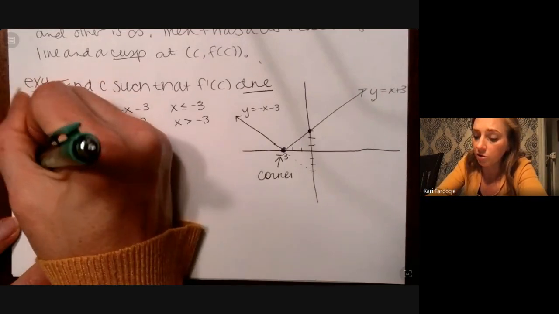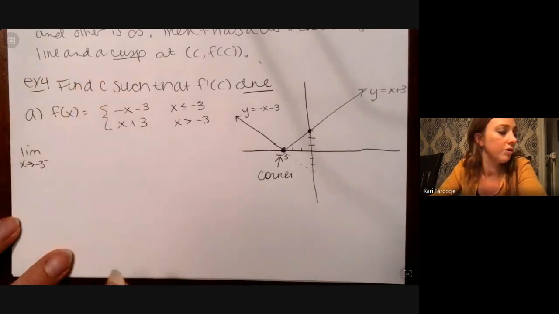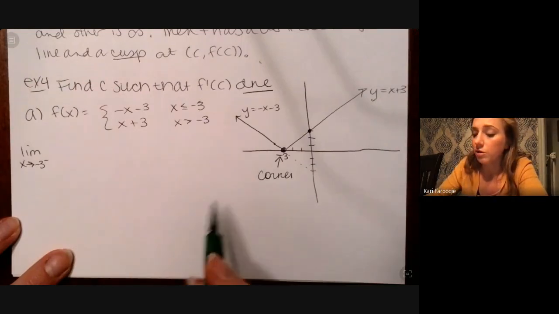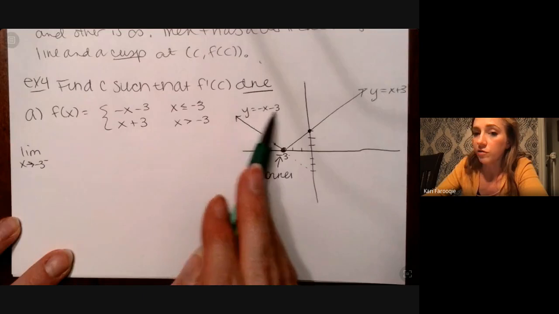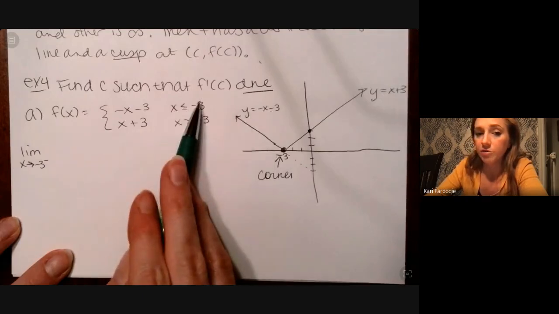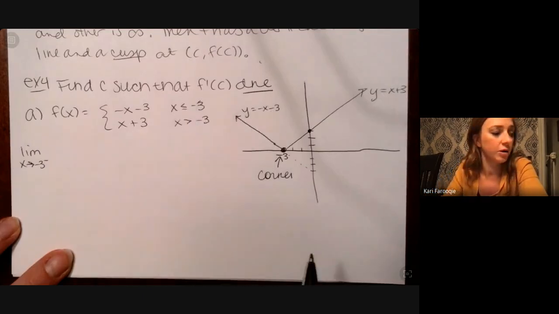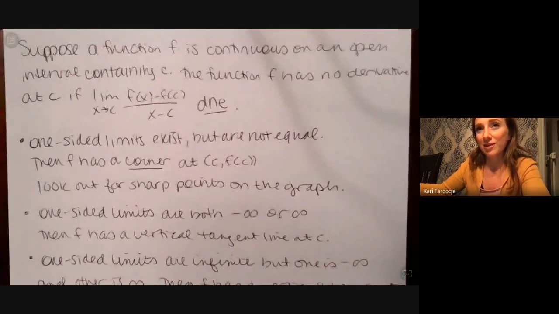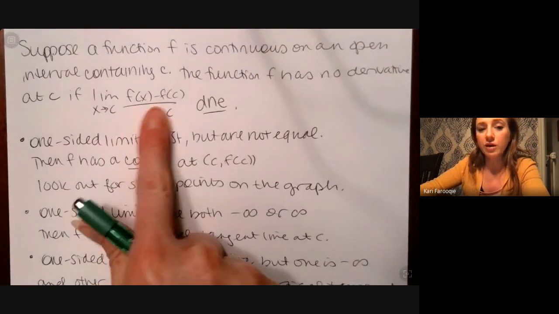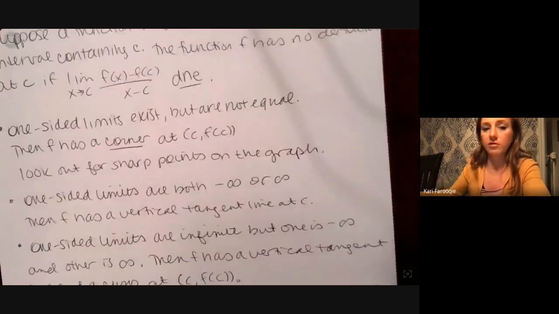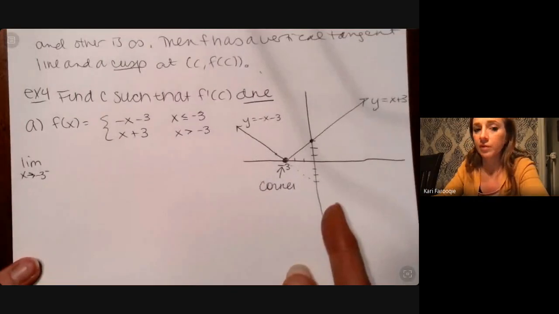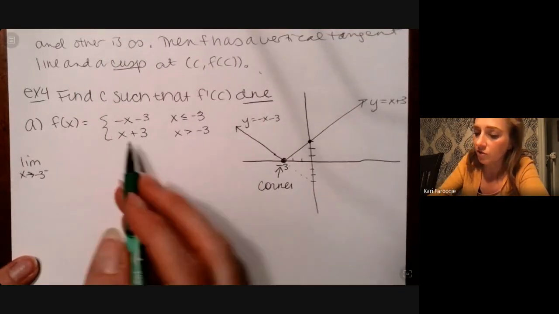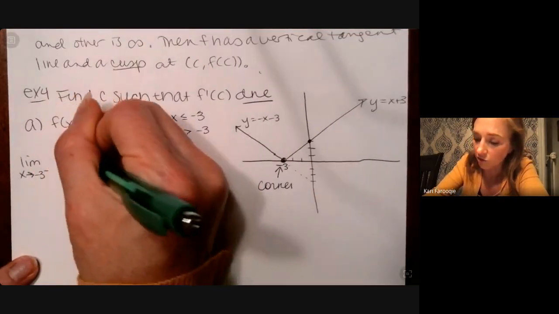So we'll start by looking at x approaches negative 3 from the left. And when we approach negative 3 from the left, we're looking at this function for values that are less than or equal to negative 3. So I'm going to go back to my definition, remind you of it since we haven't used it since 2.1 like an hour ago. f of x minus f of c divided by x minus c. So f of x, in our case, will be negative x minus 3.